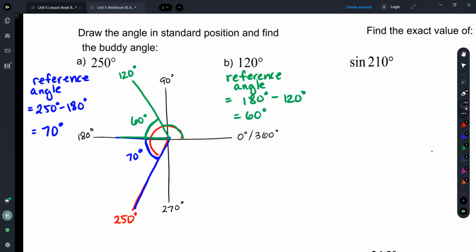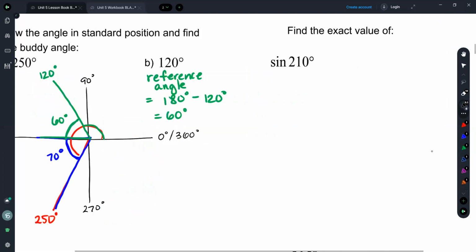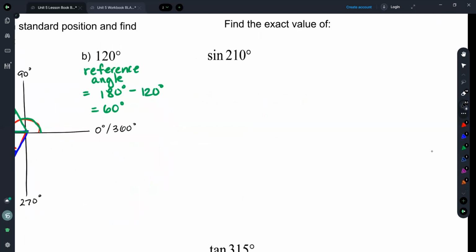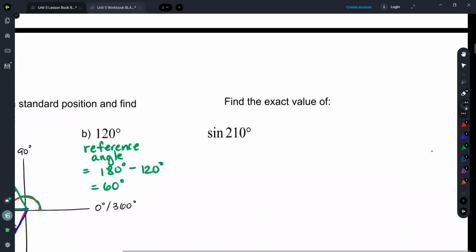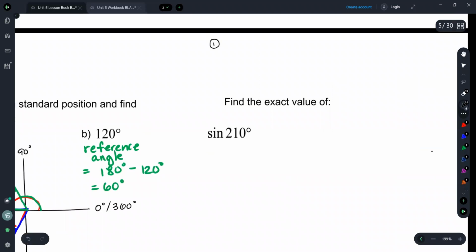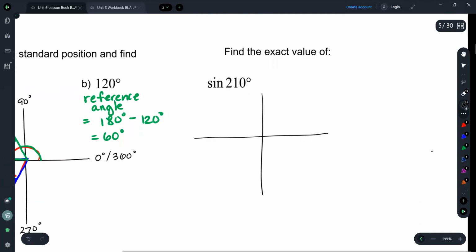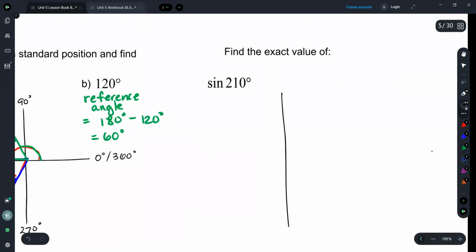Okay, now we're going to put all of this together, the CAST rule, our special triangles, and this idea of the reference angle. So let's do this with the sine of 210 to start. So I'm going to just list off a couple steps on top here. The first one is you're going to draw the angle on your grid. Sometimes we call this drawing the angle in standard position. So I'm going to make this 0, 90, 180, 270 grid again. We're going to draw this a lot through this unit.